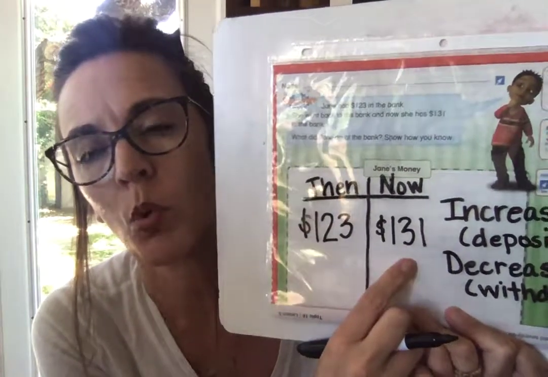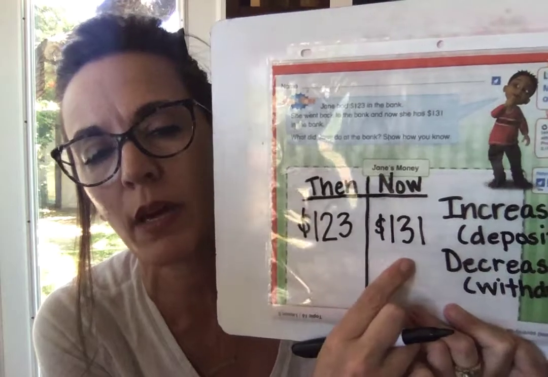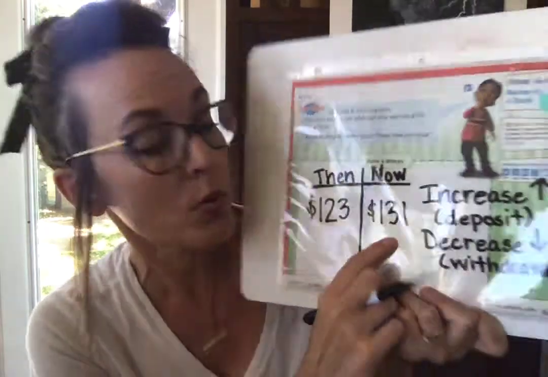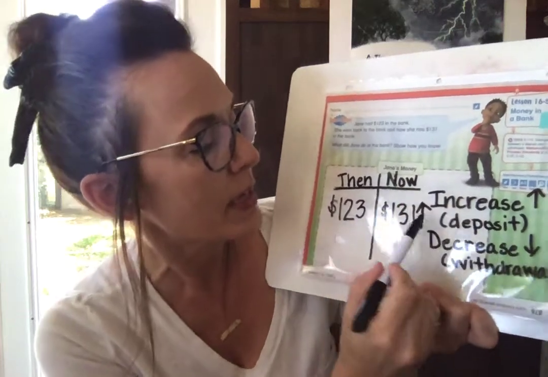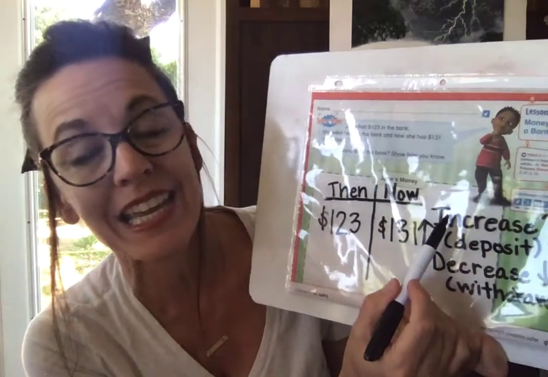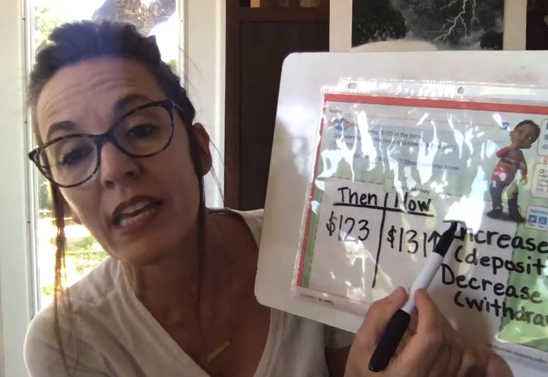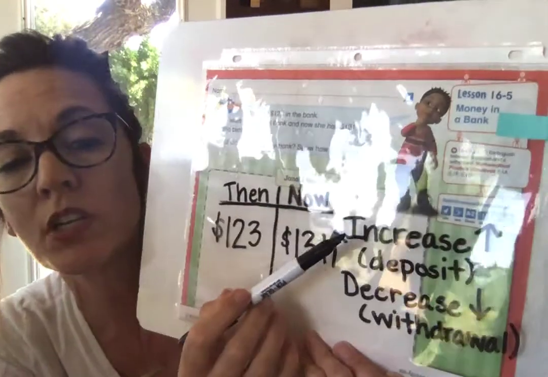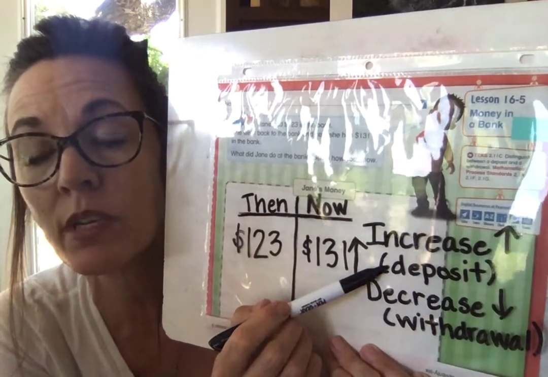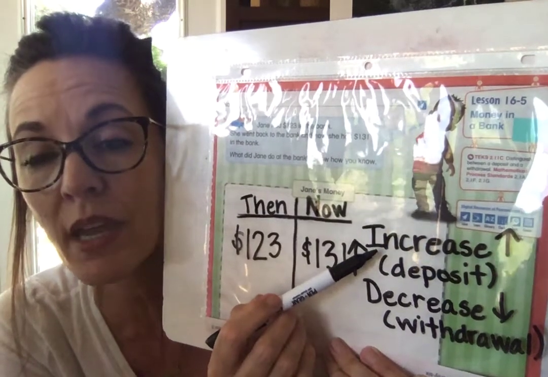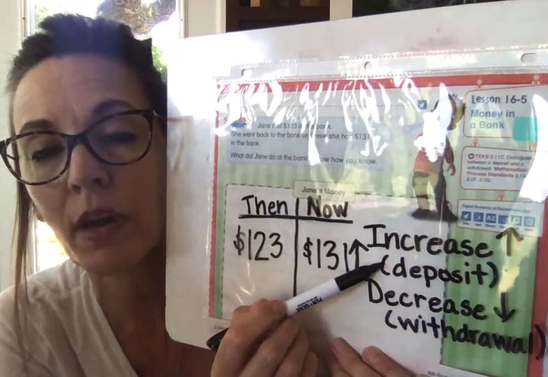What happened to her money? Does she now have more money or does she have less money? If you said more, you're right. Her money has gone up. Anytime it's going up, we can call that an increase. We could say that her money has increased. So what she did was make a deposit. If your money increases, that means you put money into the bank. We call that making a deposit.